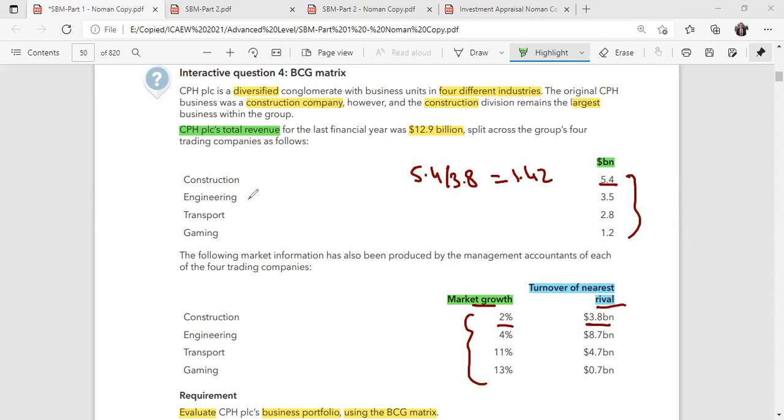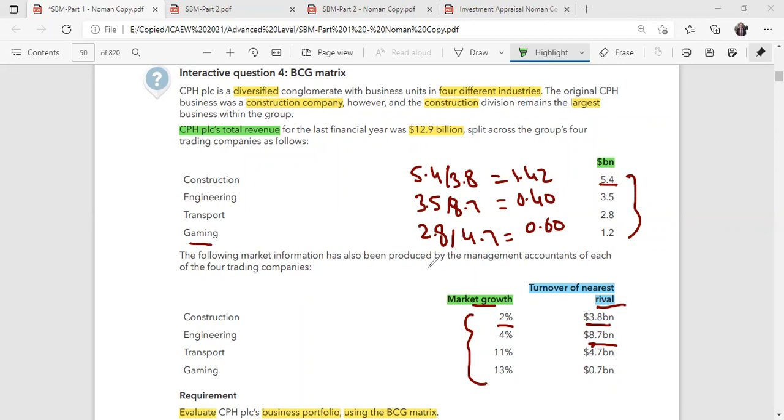If we talk about engineering, our revenue is 3.5 divided by 8.7, a relatively small figure, approximately 0.40. Transportation sector, 2.8 divided by 4.7, relatively higher, is 0.60. And lastly, for gaming side, it is 13%.